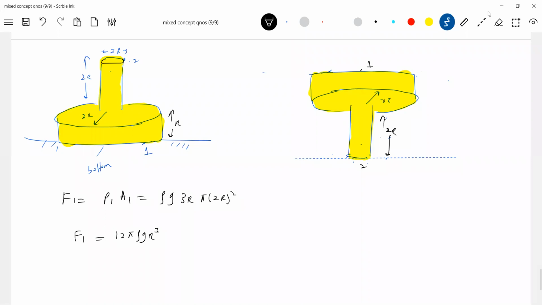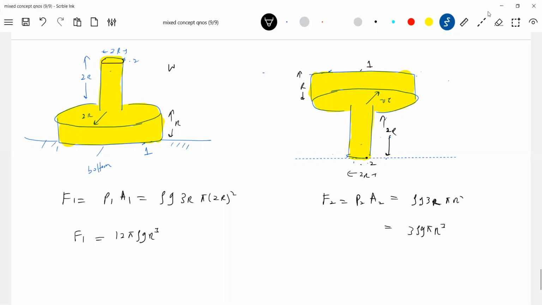Similarly, now I invert it. Let's see in this case, F2 is equal to pressure at 2 into area A2. Pressure depends only on depth, so it will not change. So this will be rho g 3R. What is the area? Only pi r square. So how much is this? 3 rho g pi R cube.